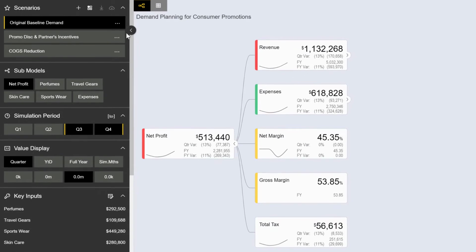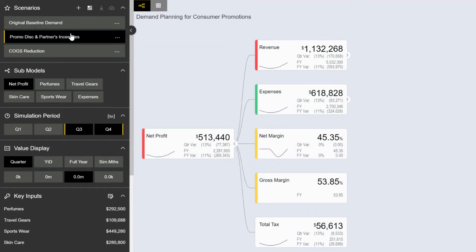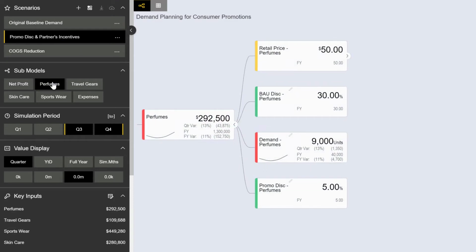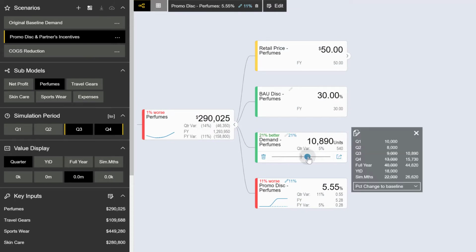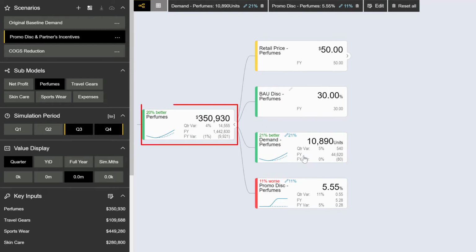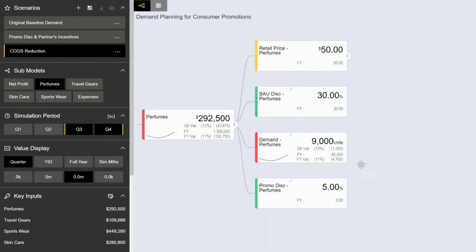Another great and well-known feature of ValQ is the way it supports handling multiple scenarios and what-if analysis. When planning a demand, let's say we increase the promo discounts and also increase the demand quantity. We can see the impact of simulation leads to change in its dependent node.